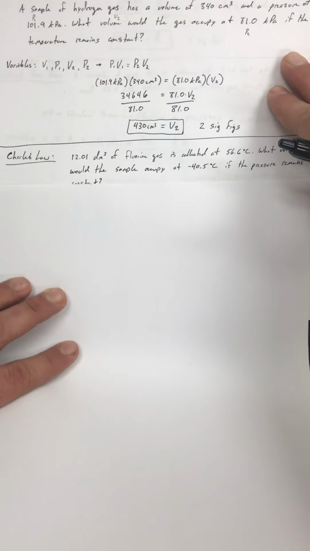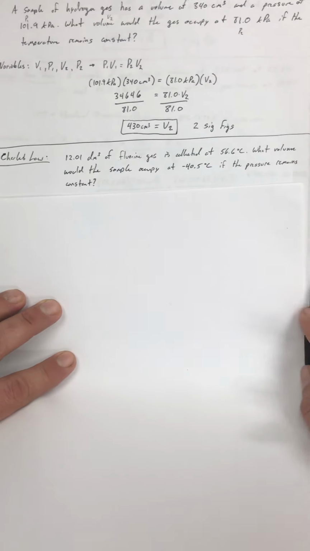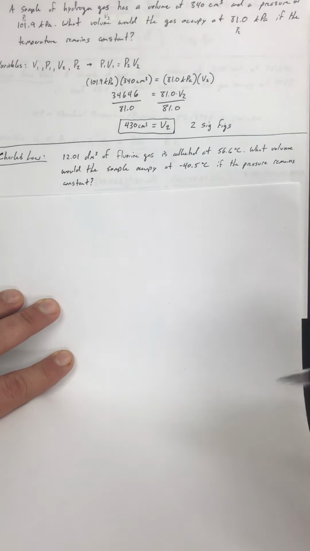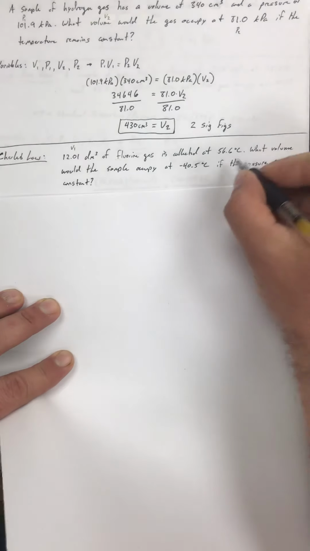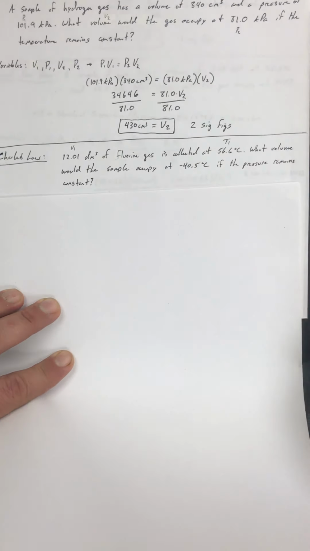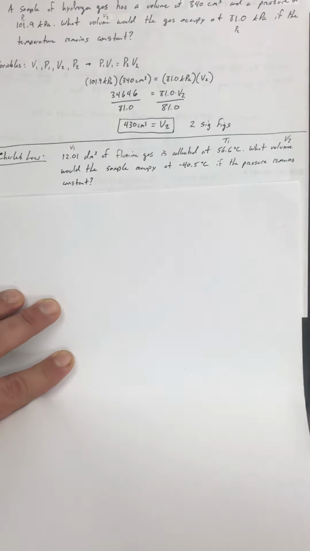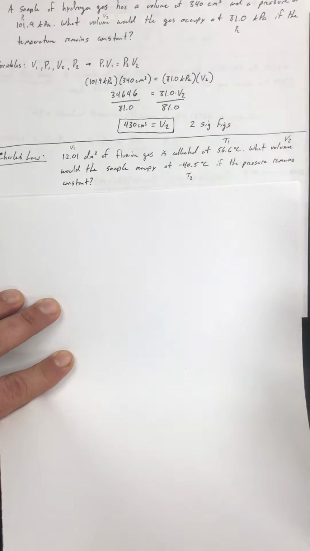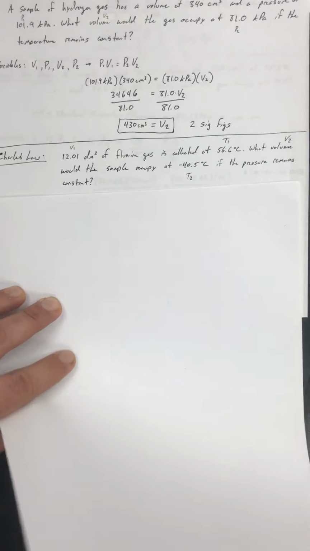Alright, next up, we will have a Charles's Law example. So 12.01 cubic decimeters, sounds like a volume to me, of fluorine gas is collected at 56.6 degrees Celsius, sounds like a temperature to me. What volume? There's our second volume. Would the sample occupy at negative 40.5 degrees Celsius? There's our second temperature, if the pressure remains constant.